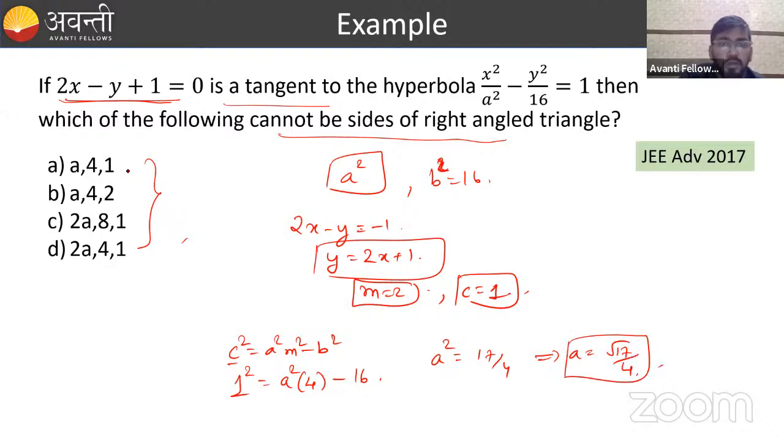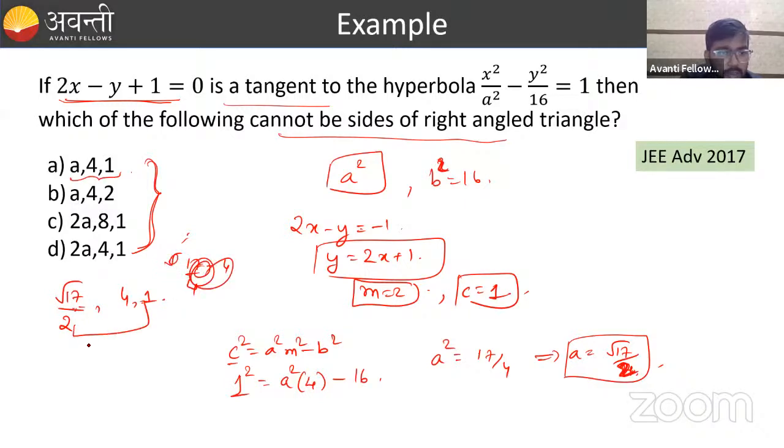Now, which of the following cannot be the side of a right angle triangle? So this is our question. Root of 17 upon 2 cannot be the side of the right angle triangle, right? So first let's check for this: a comma 4 comma 1. So a is root 17 by 2. This is 4, this is 1, right? So a, if you subtract these two, root of 17 minus 17 by 4 minus 4.